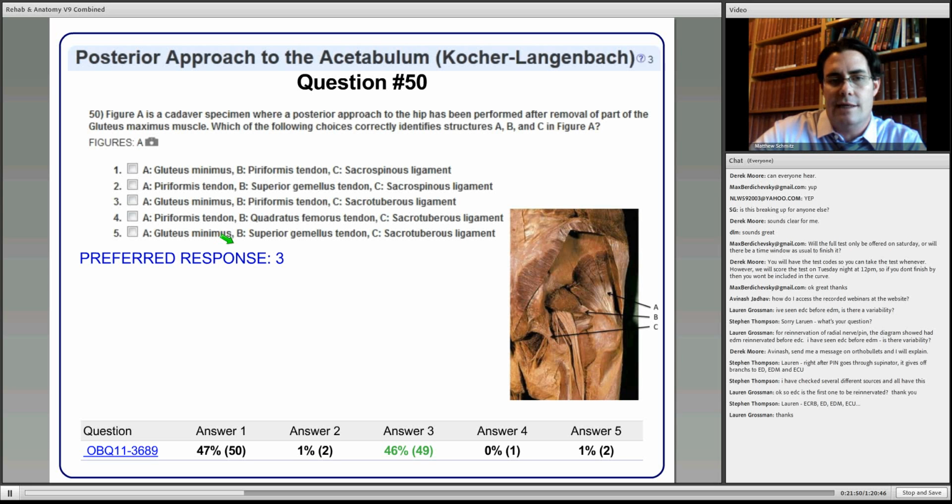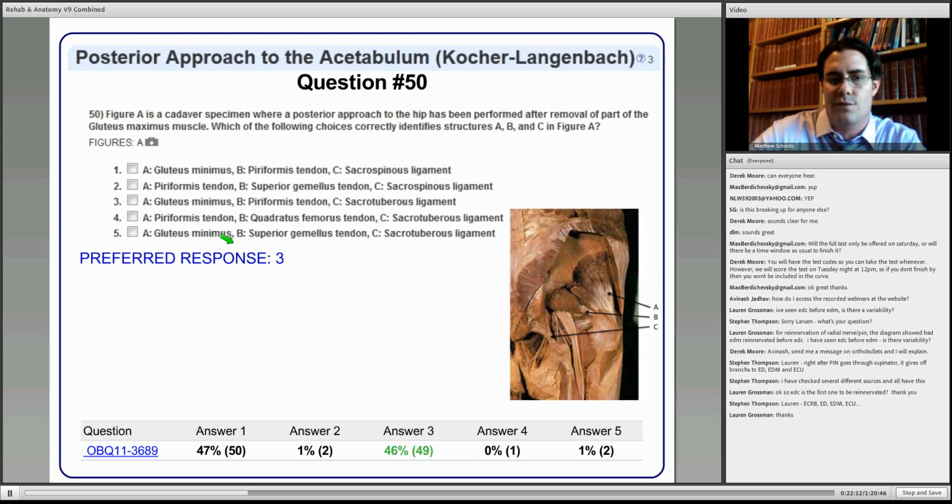And so they're asking us what is B, which is the piriformis, what is A, which is going to be your gluteus minimus tendon, and then what is C? And it looks like a majority of people got split between sacrospinous and sacrotuberous. Well, we know that the piriformis essentially leaves beneath the ischial spine where your sacrospinous ligament would be, so this has to be the sacrotuberous ligament.